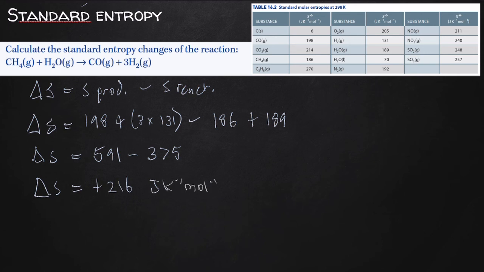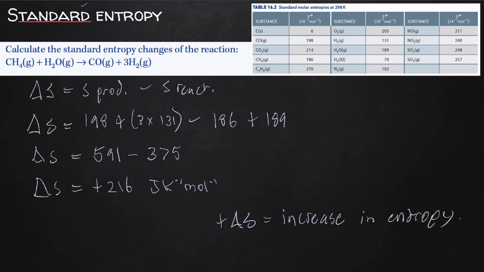Now, keep in mind, this is in joules, so when we start calculating Gibbs free energy, we'll have to change that to kilojoules, but we can leave it at joules for the time being. So again, what's it telling us? We have a positive delta S, or positive change in entropy, which means we have an increase in entropy.